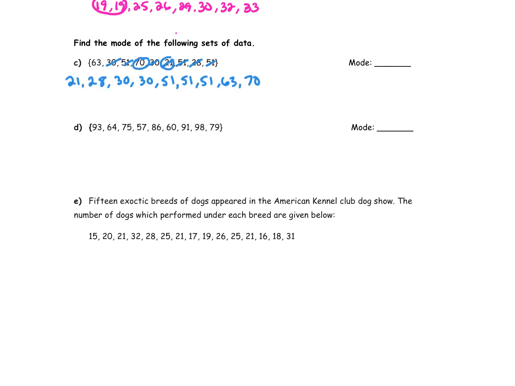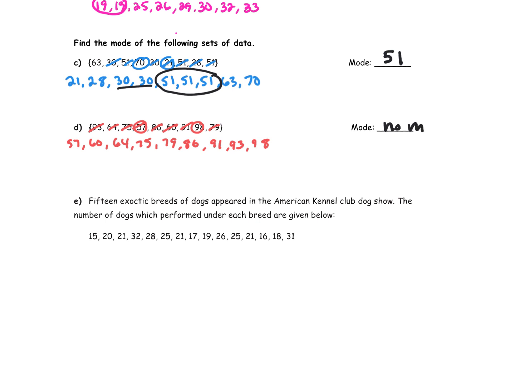There are 9 data values in the set for letter C. So I've counted for all of them. As you can see, as we look at this data, 30 is repeated. However, 51 is repeated 3 times. So it is 51 that is the mode because we see it most often. Letter D also has 9 data items, and as we scan the data, no numbers are repeated. So in this case, there is no mode.